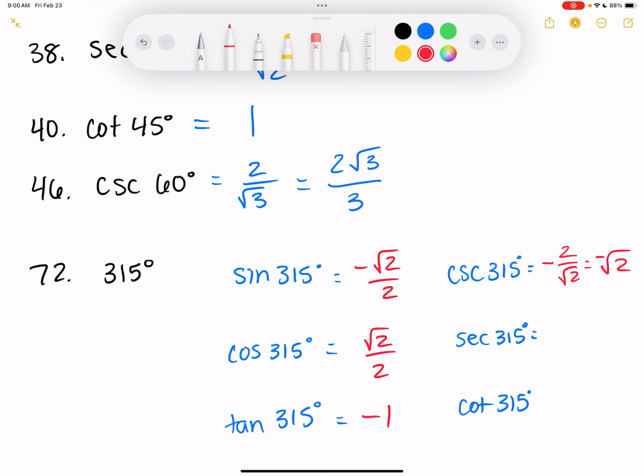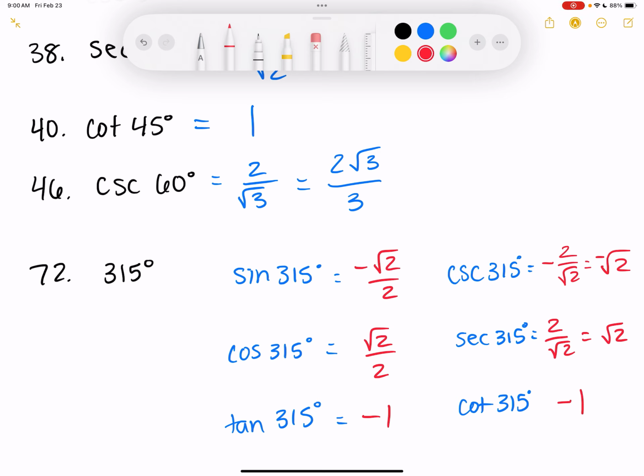The next one's going to look the same way. It would be 2 over root 2, which would simplify to root 2. And cotangent, negative 1, because it's just this flipped. This is negative 1 over 1, so it would still be negative 1. Any questions on those?